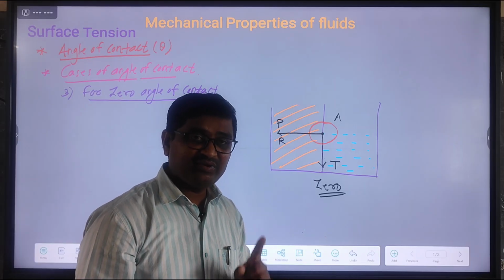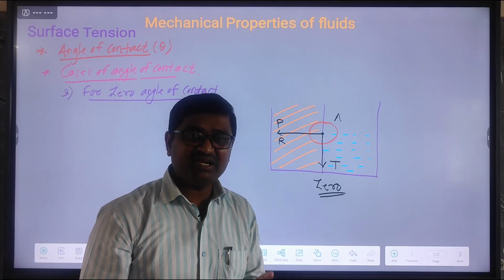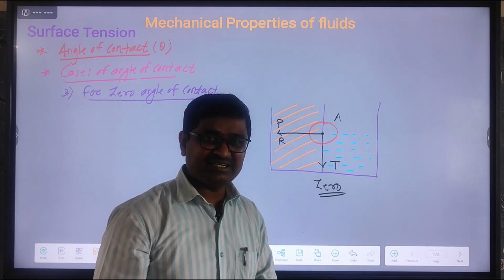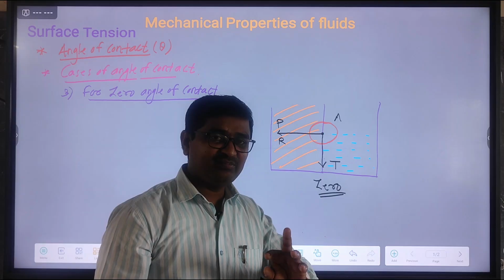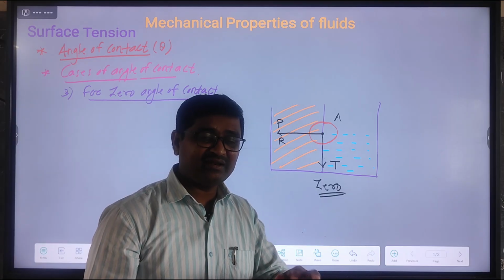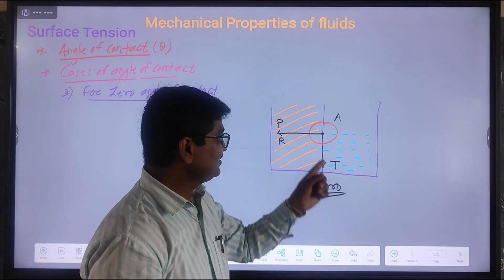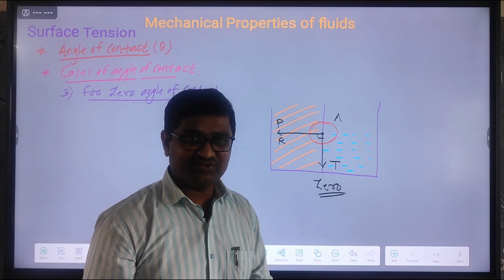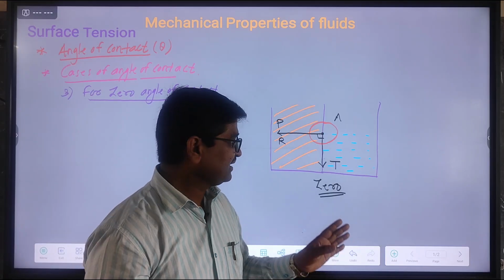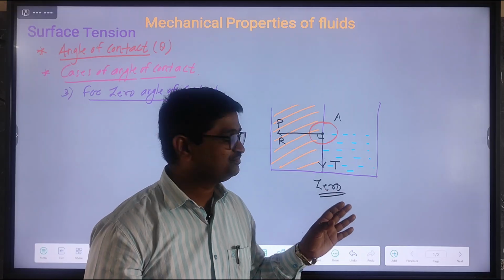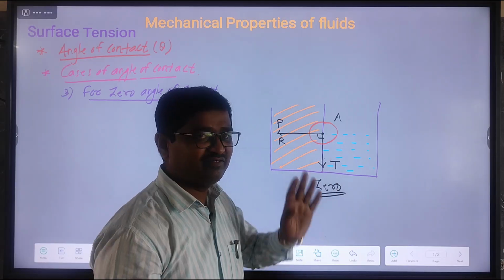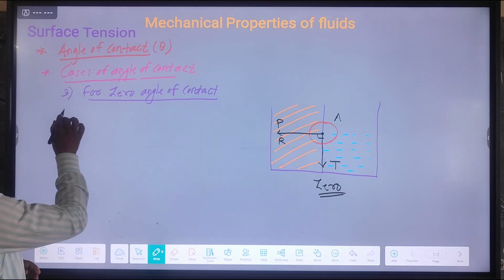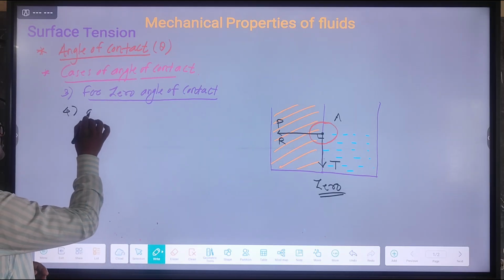You get it clear? Every time you remember that when we draw the tangent, the tangent is perpendicular to the resultant force. Resultant force and tangent are at right angle with each other. So due to this, we are trying to measure the angle of contact. This is the condition. Now here the angle of contact will be 0. Get it clear? Now the last case, the fourth case.